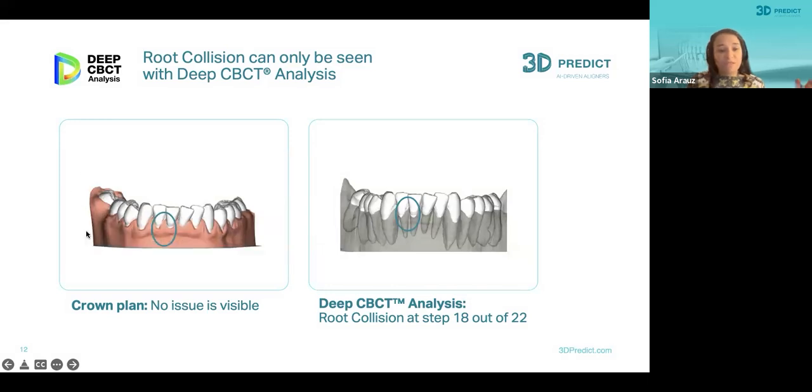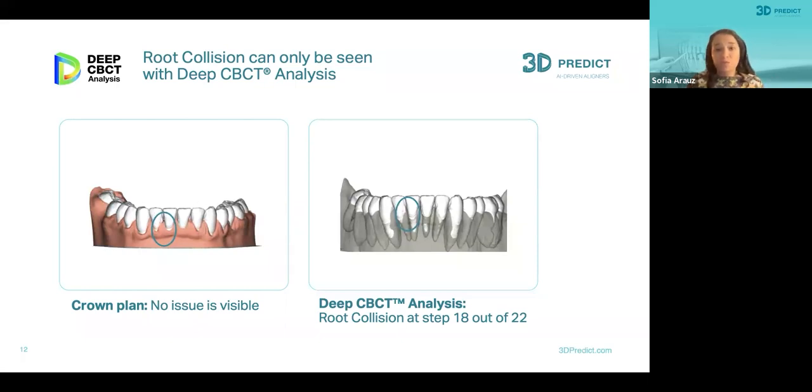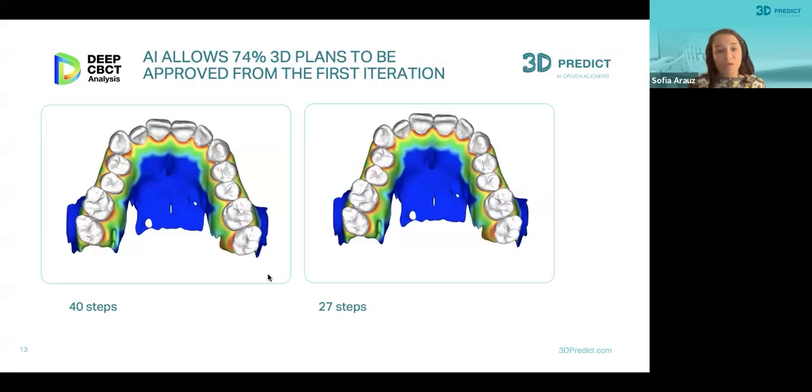Now, to the left, you can see we're making some movements to correct this crowding, and nothing really seems to be the matter when you look at the crown module, but when you look at the root module, you're gonna see that actually at step 18 out of 22, you get root collision between those two incisors. Now, root collision is a big issue, it is one of the main reasons for mid-treatment refinements. So we're never going to give a treatment plan where you're going to see root collision, but know that that's because we are checking the root and the bone module and preventing that from happening.